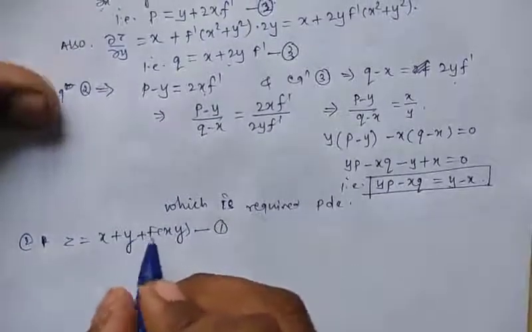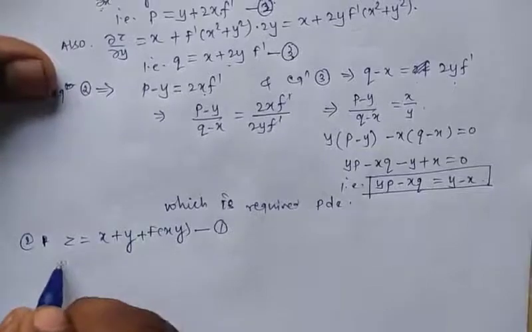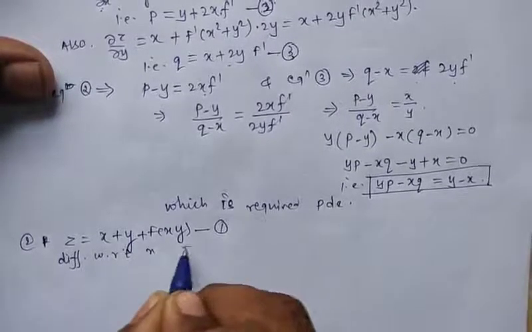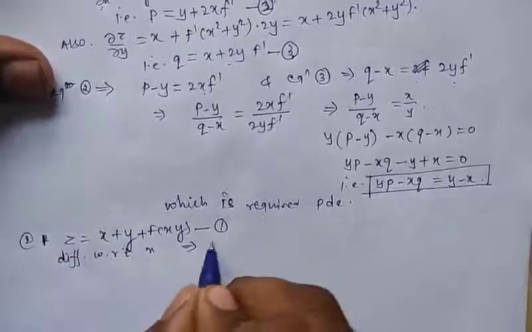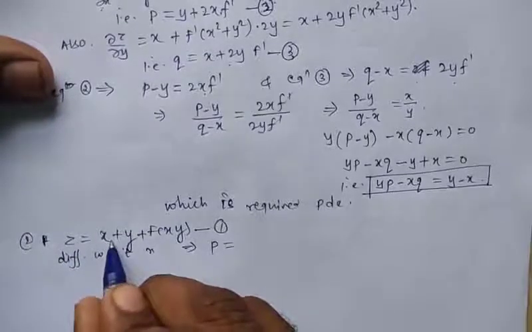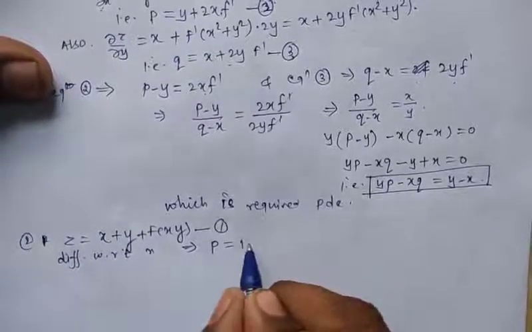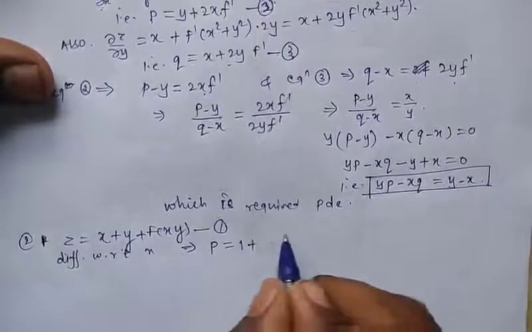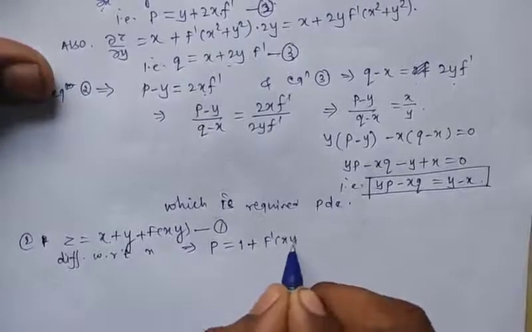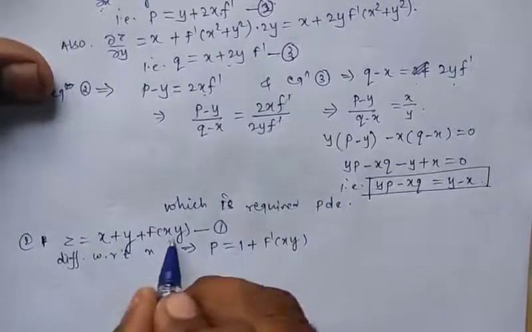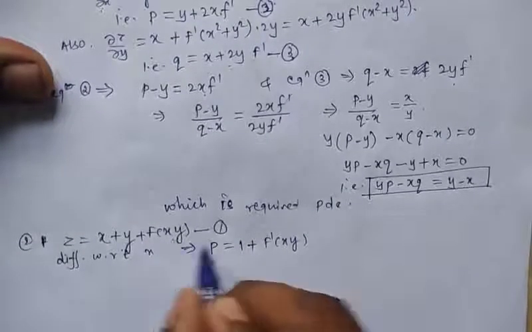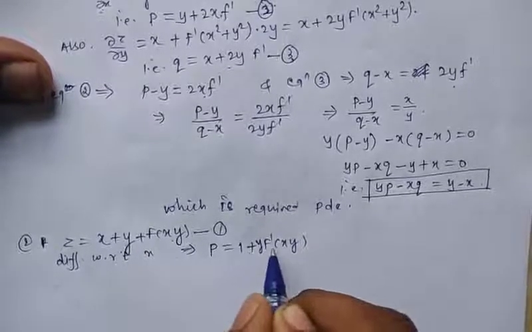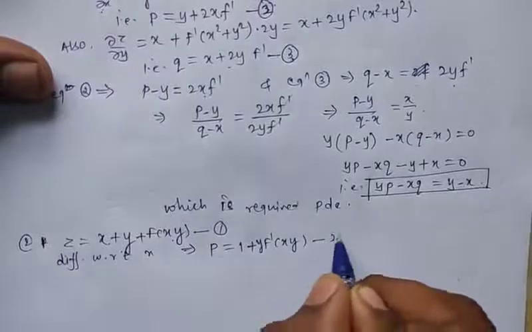So differentiate it with respect to x, then we get del z by del x, which is p, is equal to derivative of x with respect to x is 1 plus derivative of y with respect to x is 0, so 1 plus f dash of x into y. Next, taking derivative of x into y with respect to x, which is y, so here I get p is equal to 1 plus y into f dash of xy. Call this as equation number 2.